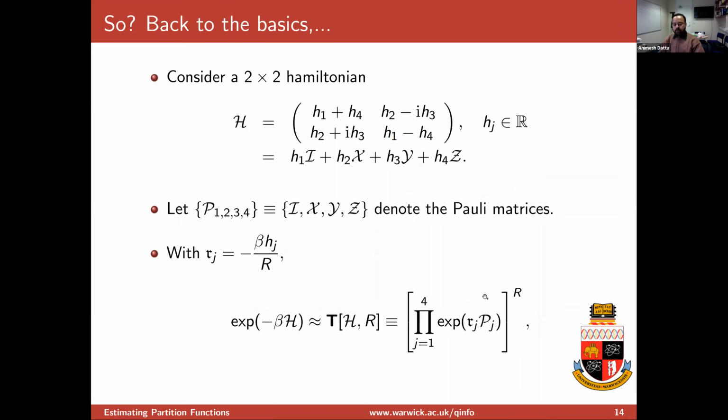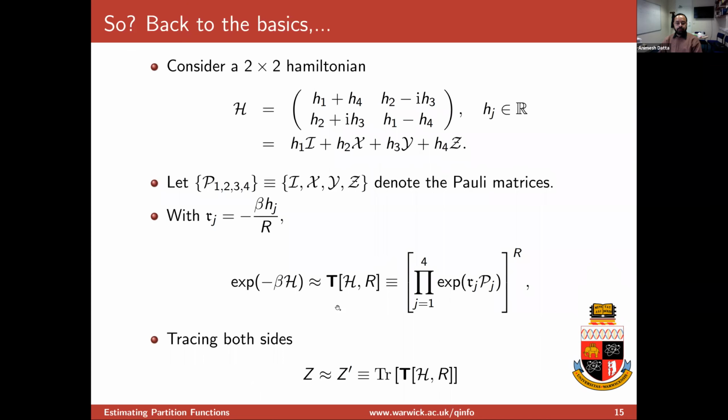You can do better with higher order Trotter-Suzuki expansions, but it suffices for us to look at the first order just to get an idea of what we are talking about. This will obviously be one source of error because there is some approximation, but as R gets larger and larger, we know that we can make this error smaller and smaller. So this is well understood. Now I can trace both sides of this. The left-hand side is just the partition function that I wanted. The right-hand side is something we hope is close to the partition function, not exactly equal to it. That's the trace of the trotterized operator.